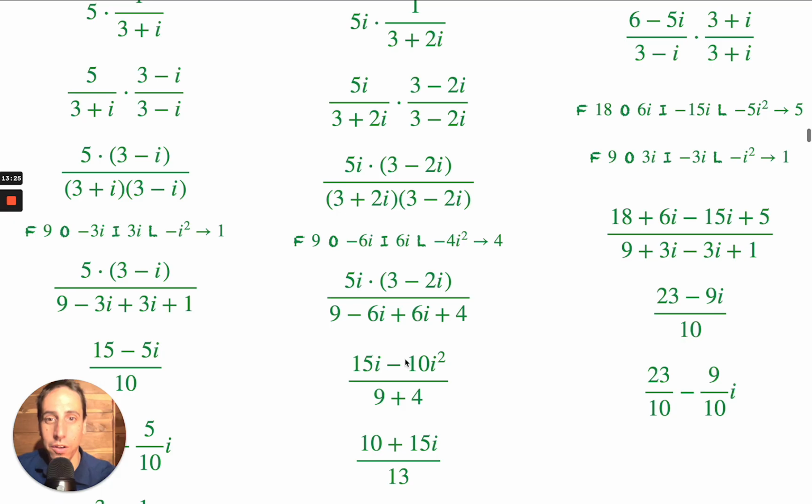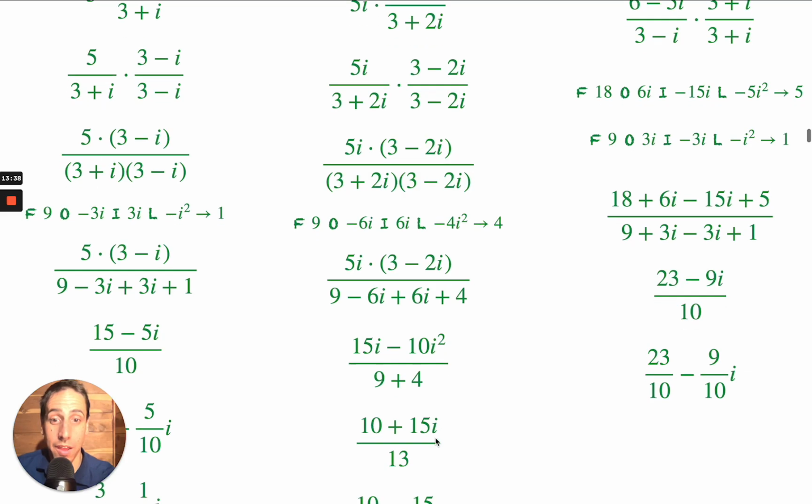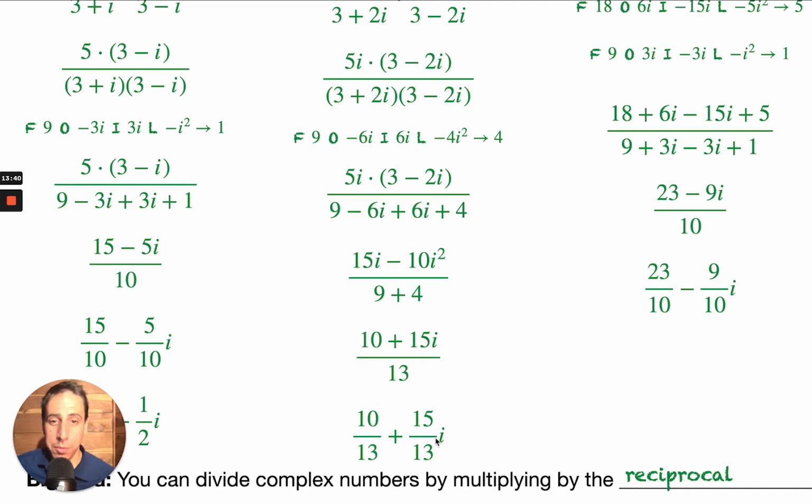In the numerator, you can distribute, and you get 15i minus 10i squared. So 9 plus 4 is 13. i squared is negative 1, and the minus and the negative cancel out. You just get plus 10. So 10 plus 15i. If you're splitting it up into a plus bi format, you get 10 over 13 plus 15 over 13i. Whew. Wow, that's a long process.